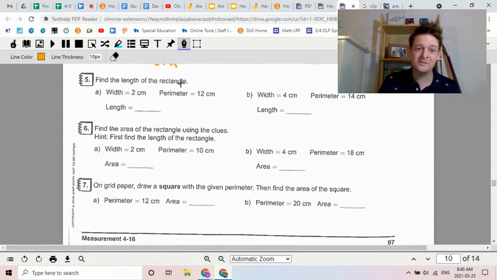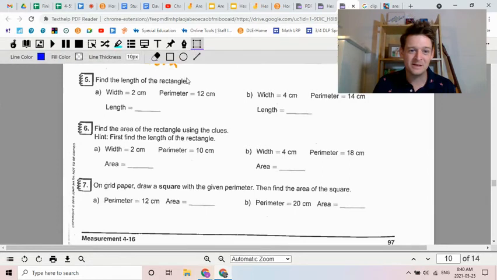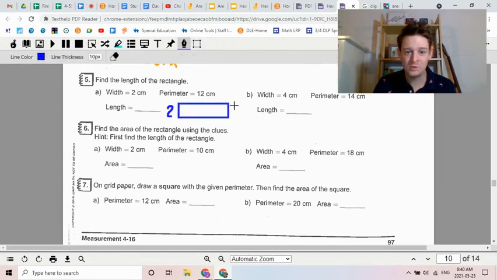So find the length of the rectangle if the width is 2 centimeters and the perimeter is 12. All right, drawing a model is definitely going to help you with this question. So I'm actually going to draw a rectangle. All right, so if the width is 2, that means I need a 2 here and also a 2 here, because that's going to be the same distance.